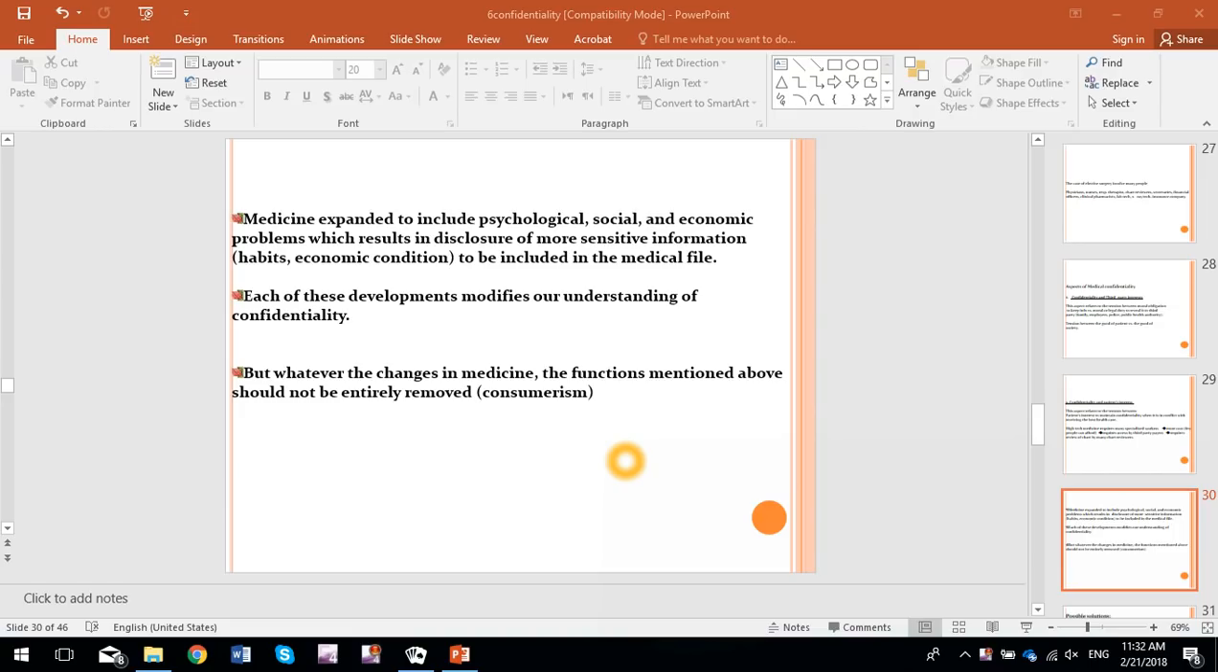Whatever happened in medicine, in the teamwork, in the rise of hospital medicine, in the expansion of medicine, does not mean that we turn from our moral obligation towards the patient and adopt consumerism. We cannot look at the patient as a customer. He is still our patient. His information is confidential to the best of our ability, unless it interferes with certain moral or legal things. All these factors related to our understanding of confidentiality do not negate the fact that we are still dealing with a patient and we cannot treat him like a consumer.